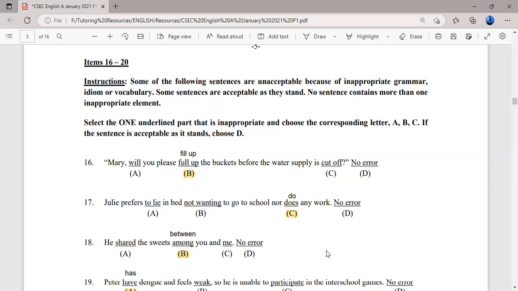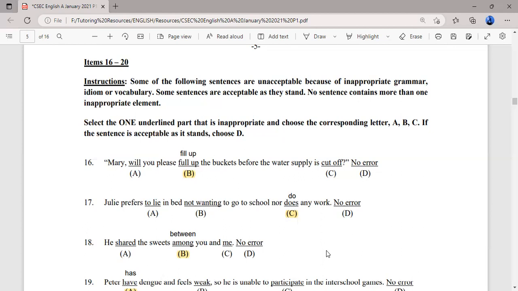Number 16, Mary, will you please full up the buckets before the water supply is cut off? We know that B is the inappropriate phrase right there, right? Again, as Caribbean students, we have to be careful because phrases or sentences that we are used to may not correspond to standard English. So we have to be careful. So instead of full up, it would be, will you please fill up the buckets before the water supply is cut off.